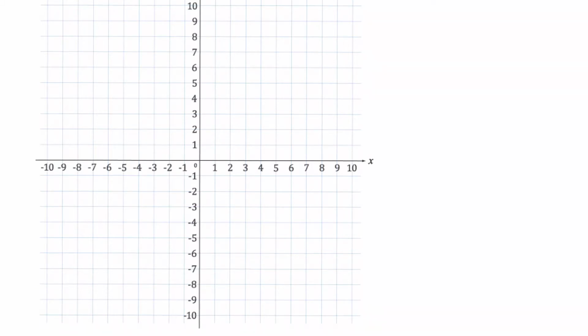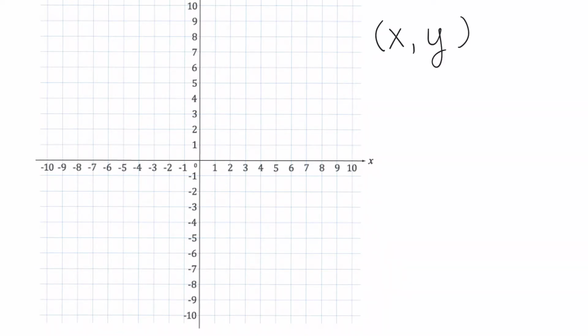So when we draw a graph, we always start with our x and our y-axis. Then we're going to look at our coordinate points. Coordinate points are always written within brackets, and they are always written as x, comma, y.